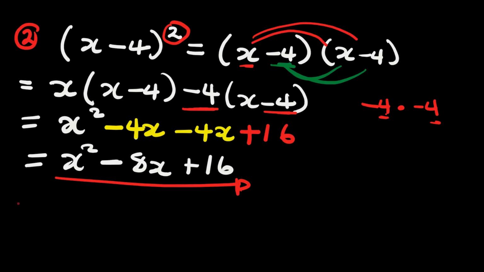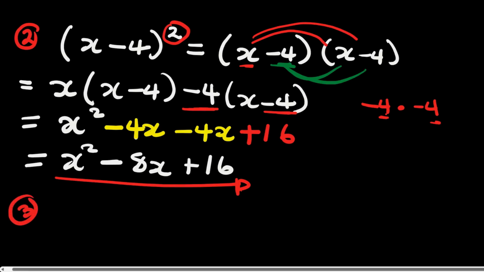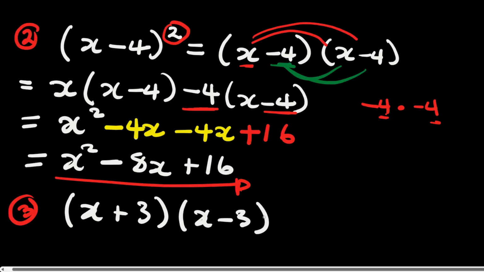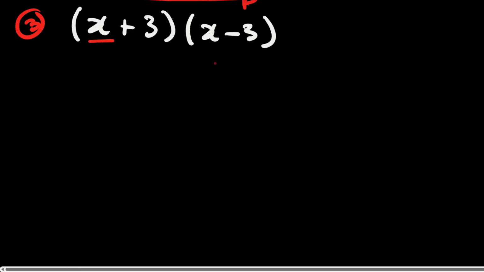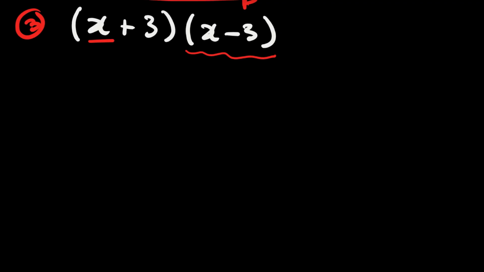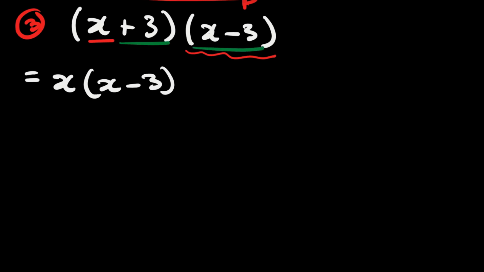Now, let's move to the third question. Let's say we're having something like x plus 3 multiplied by x minus 3. How do you deal with such a question? You can pause and try it. So our approach is the same. The x here has to multiply the whole bracket, so we write x multiply x minus 3. And the plus 3 here is to multiply the whole bracket again, so we write plus 3 x minus 3.